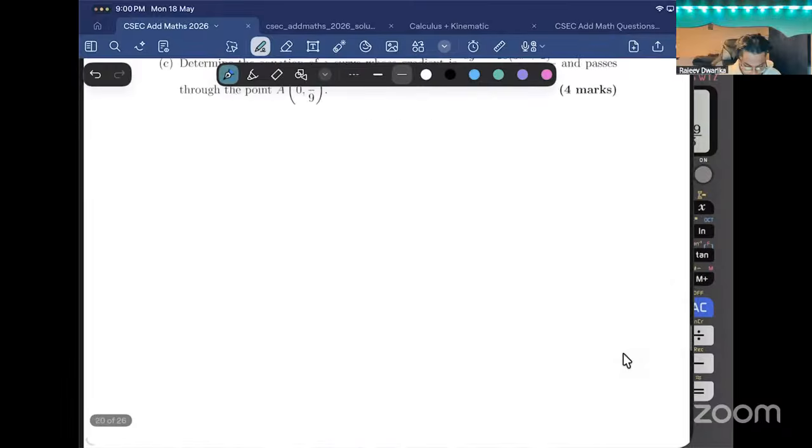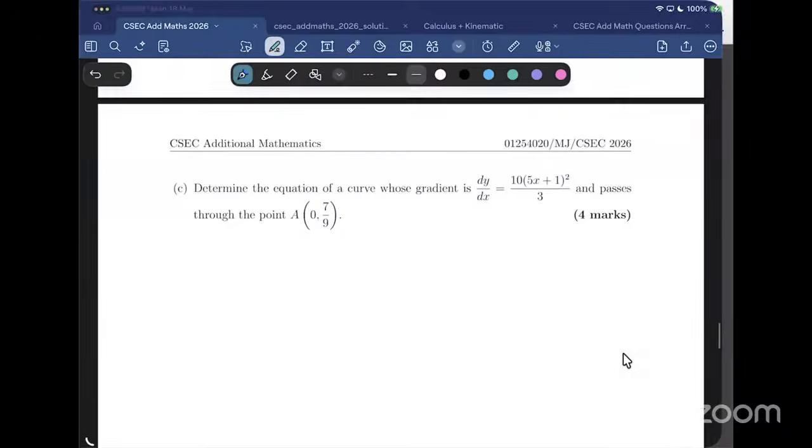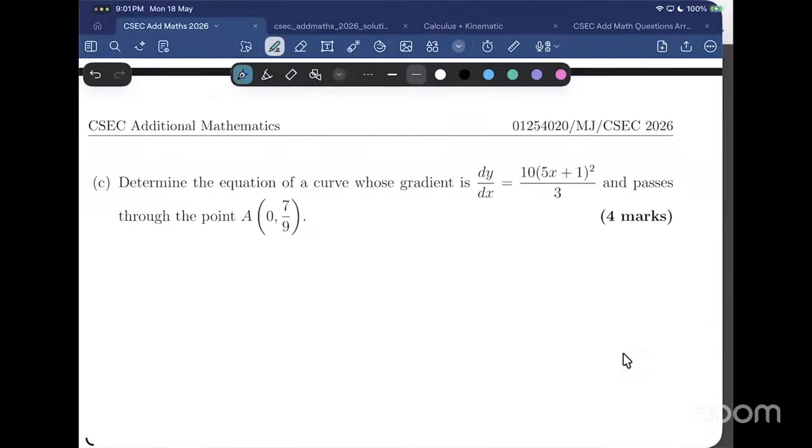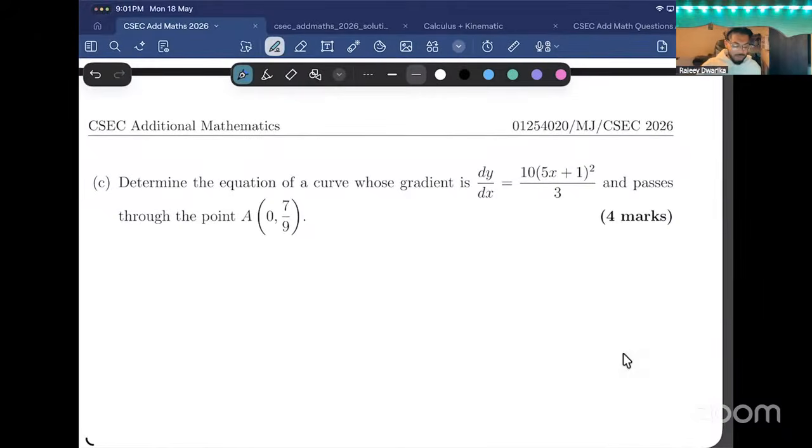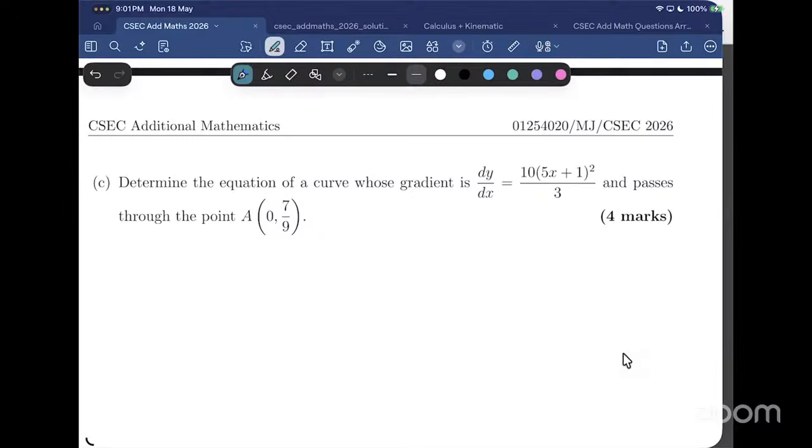Next problem. We're nearly there. Really? Oh wow, nearly finished. Determine the equation of a curve whose gradient dy/dx is equal to that and passes through the point A(0, 7, 19).